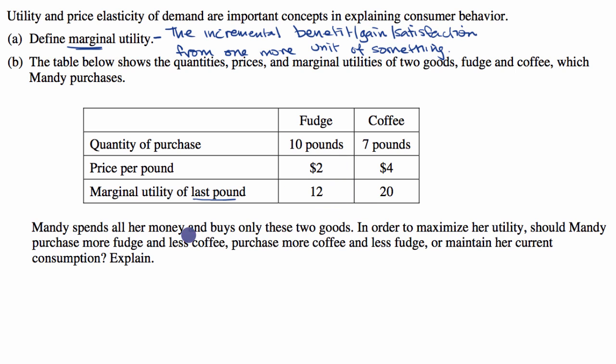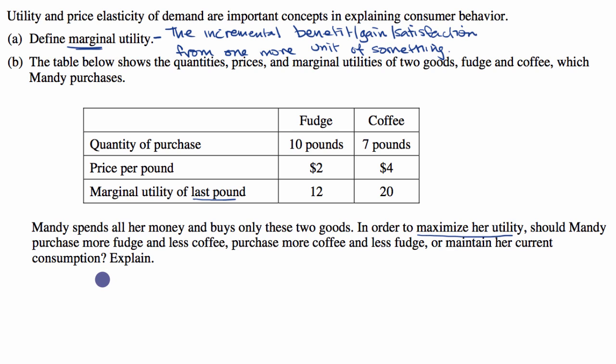Mandy spends all her money and buys only these two goods. In order to maximize her utility, should Mandy purchase more fudge and less coffee, purchase more coffee and less fudge, or maintain her current consumption? Explain.